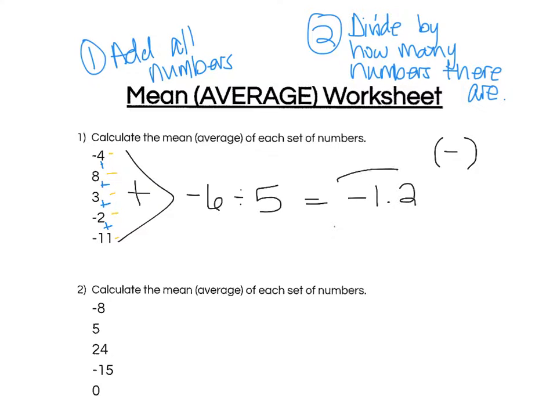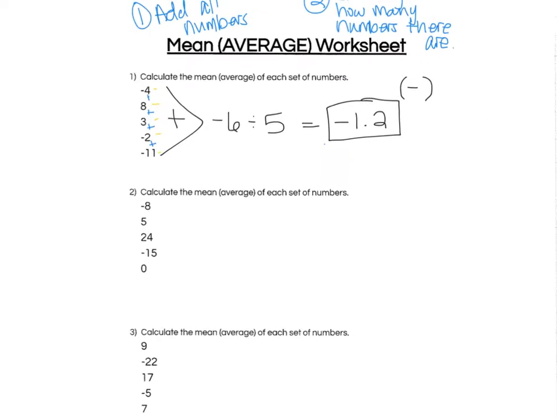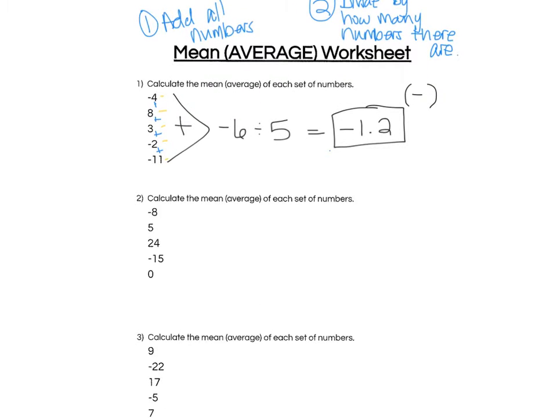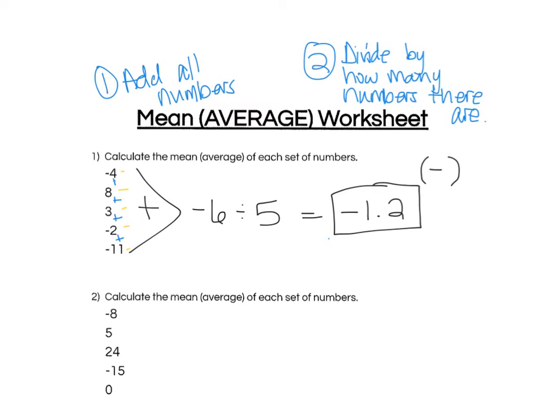That is what you're going to see later on when we do mean absolute deviation. Okay, so that is it. Try number 2, try number 3, don't forget your negatives. I believe what I wrote down for number 4 is much easier and it's all positives.